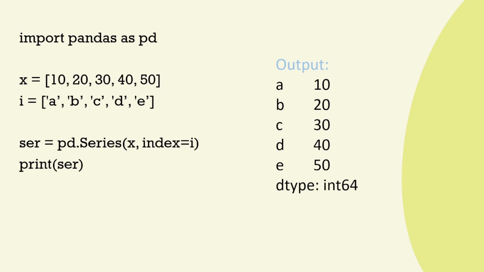Now we can specify the index, so here we've got 10, 20, 30, 40, 50 as we had before, but now we've created the index A, B, C, D and E with it. You can see them on the output.